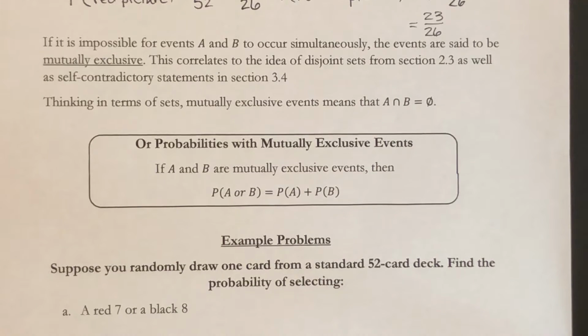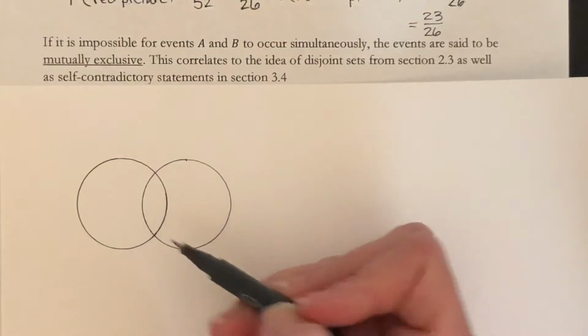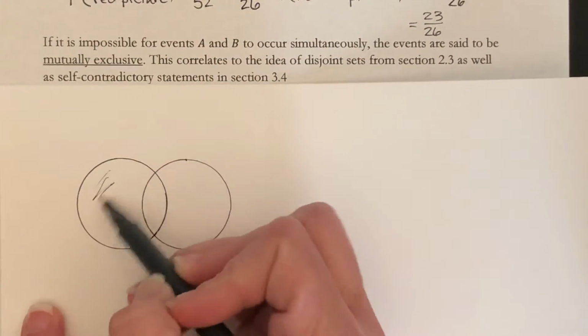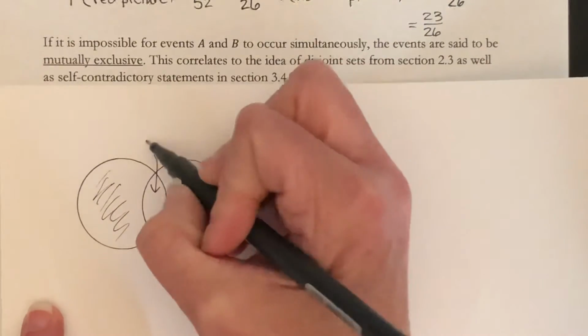This is part 2 of section 11.6. So, if it is impossible for two events to occur at the same time, the events are said to be mutually exclusive. This correlates to the idea of disjoint sets from section 2.3 as well as self-contradictory statements in section 3.4. So, when I'm talking about mutually exclusive sets, when we were talking about sets, this would be the case where there's something over here and something over here, but nothing in there.